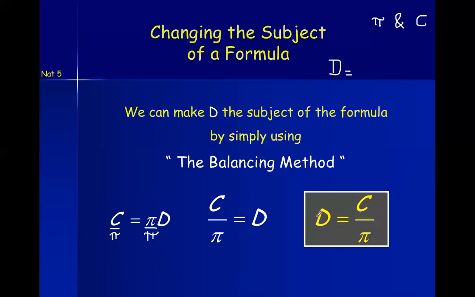And sometimes they just rewrite it the other way around, right? A equal B is the same as B equal A. Then you have made the subject of the formula by just using this balancing method that you've used quite a lot when you were solving equations. Yeah? Is that quite simple? So basically now we can work out any diameter if someone gives us the circumference, because we just divide the circumference by pi.